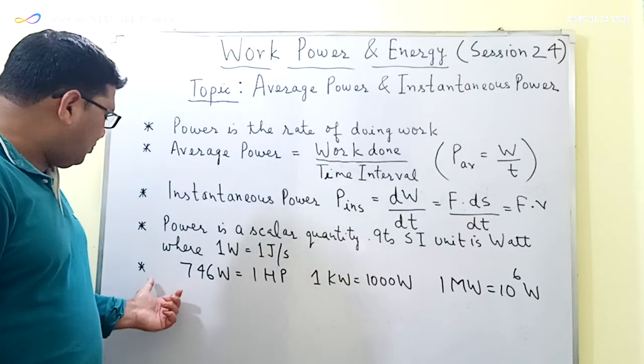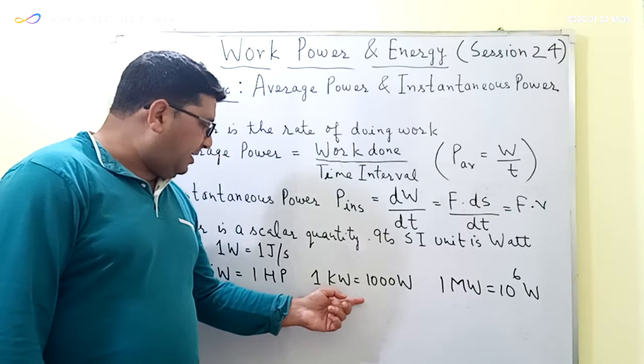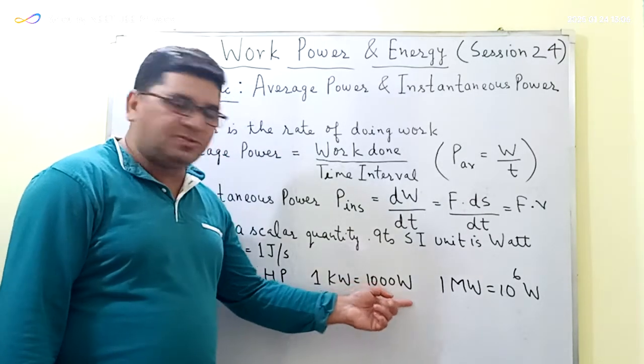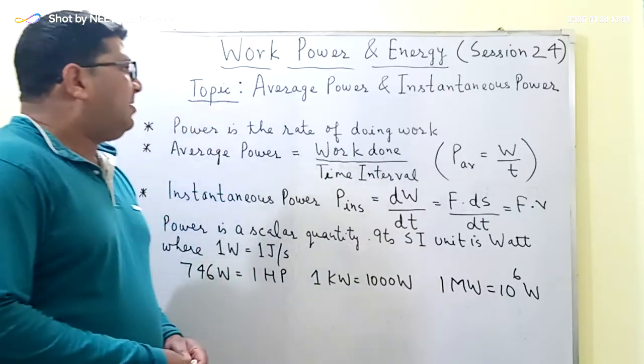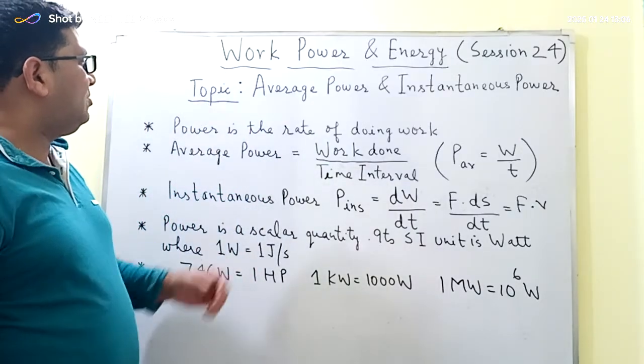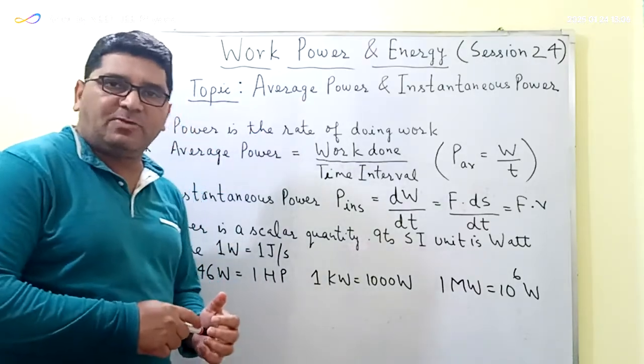And the last point is that 746 watt is equal to 1 horsepower, and 1 kilowatt is equal to 1000 watt, and 1 megawatt is equal to 10 to the power 6 watt. So in this session, I just wanted to tell you the difference between the average power and the instantaneous power.